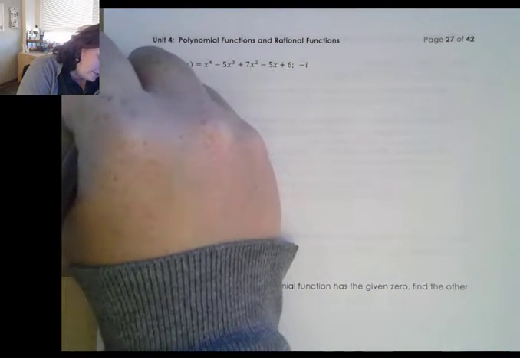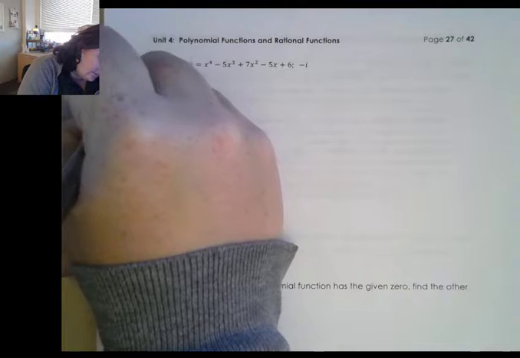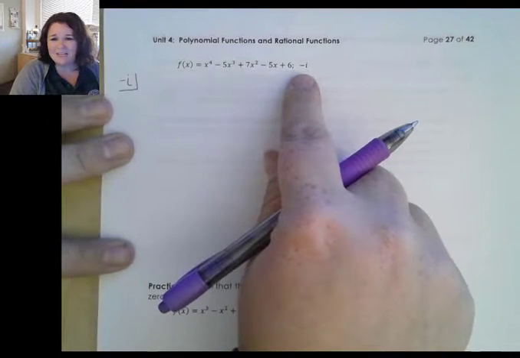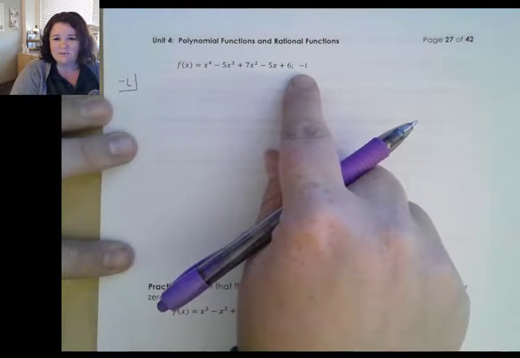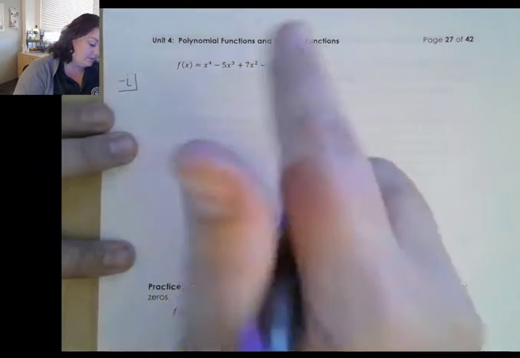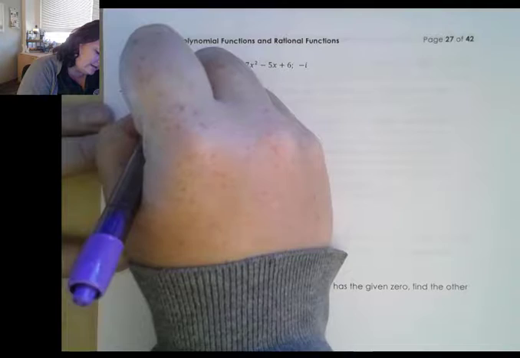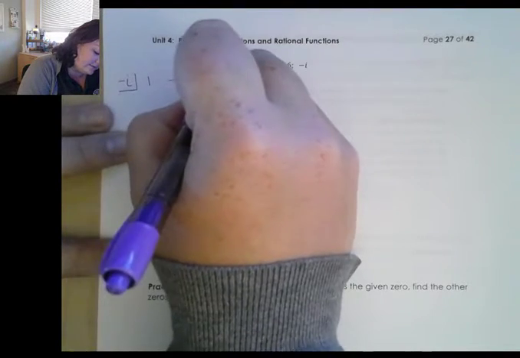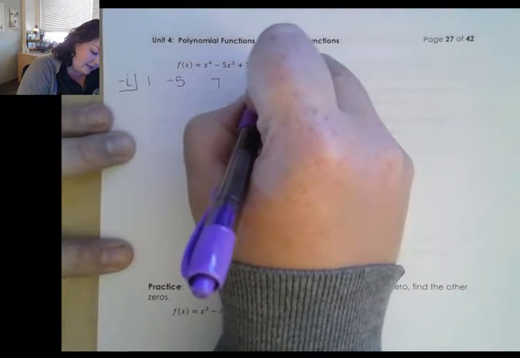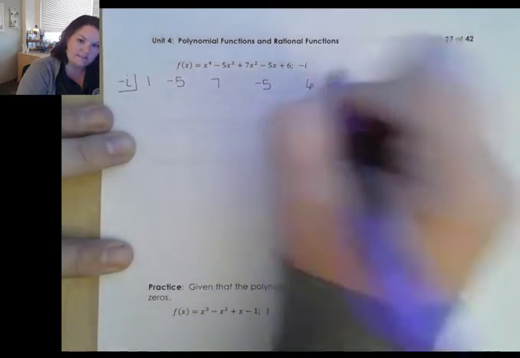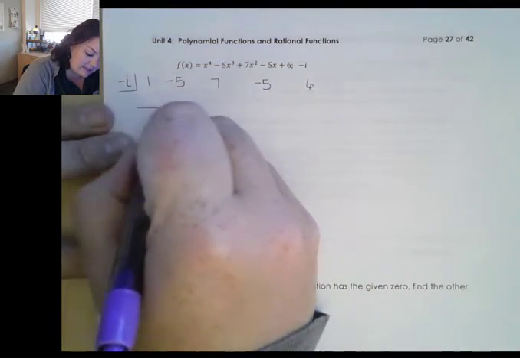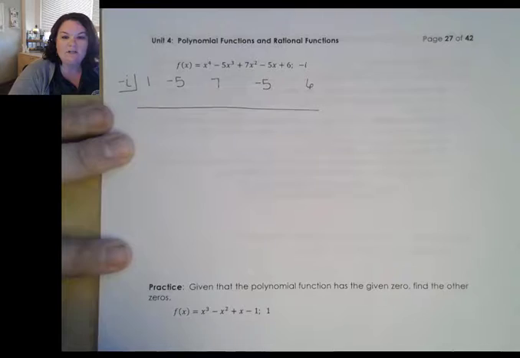So we're going to go ahead and start by putting negative i in our box. And remember, when we do i's, sometimes they look a little funky, so we're going to leave a little extra room. So here's our 1, and then we have a negative 5, and then a 7, and then a negative 5, and then a 6. I'm spreading it out just a little bit because i's can kind of get funky looking.